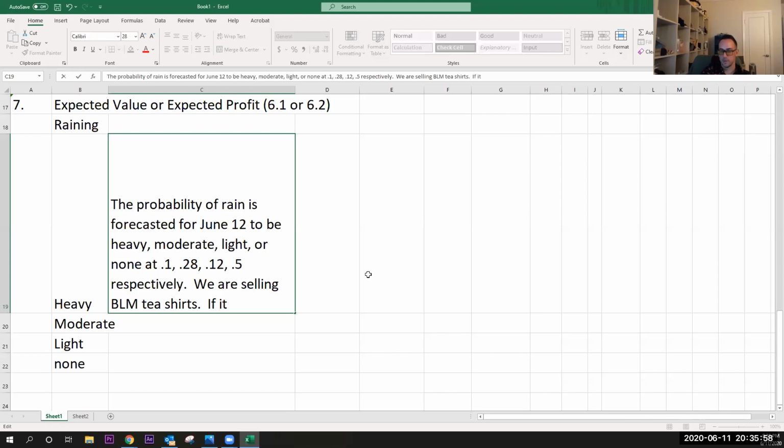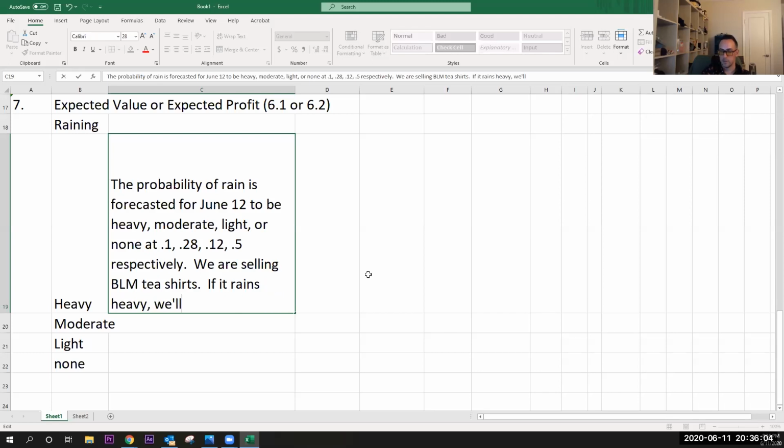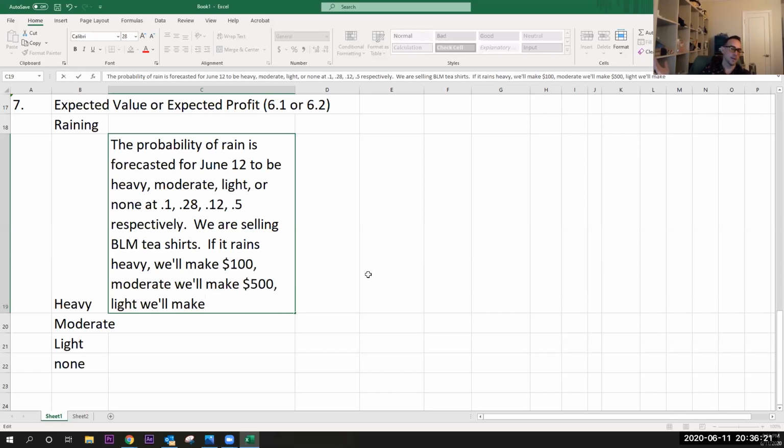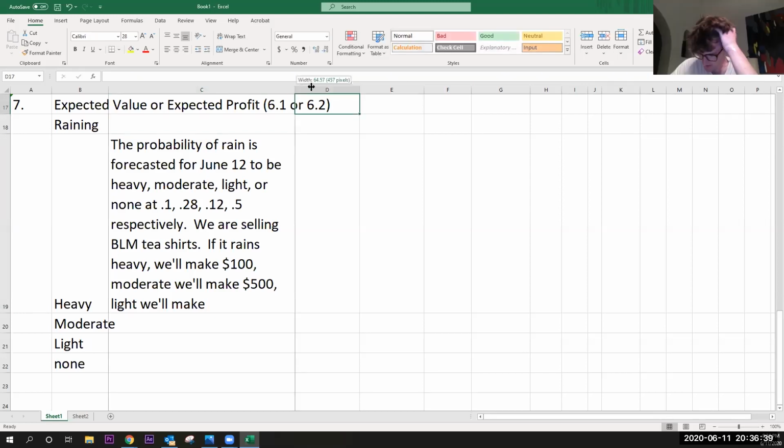If it rains heavy, we'll make 100. Moderate, we'll make 500. Light, we'll make, I mean, you know what to do with a question like this, right? Just plug it into lists and that's it. That's all you've got to do with questions like this. Now, the problem is that we need to do something where we pay, right? Yeah, there's the minus part of it too.